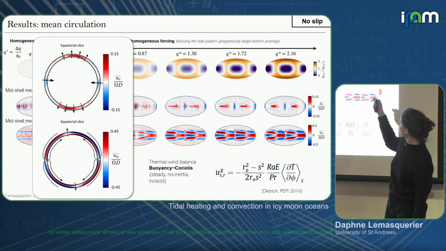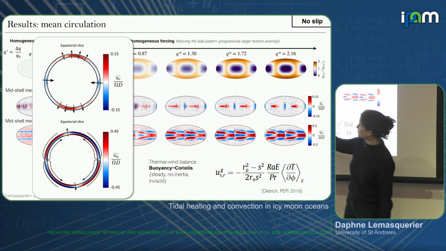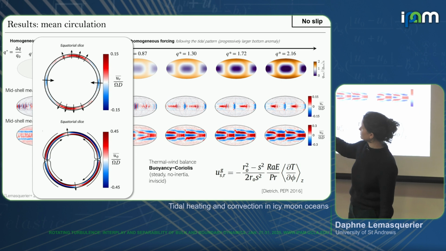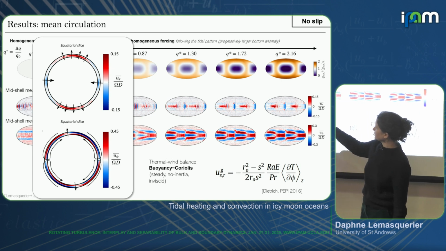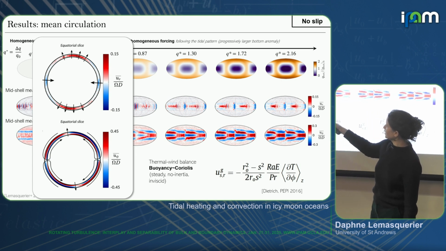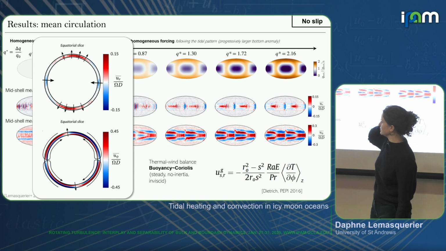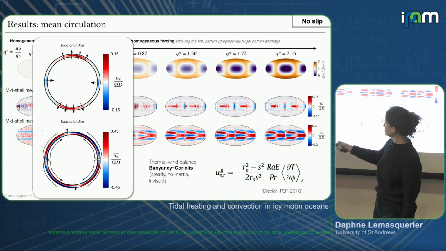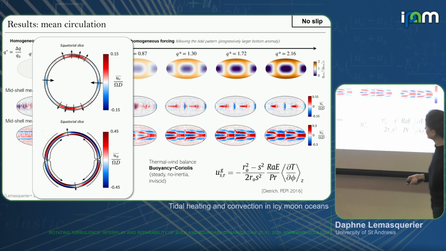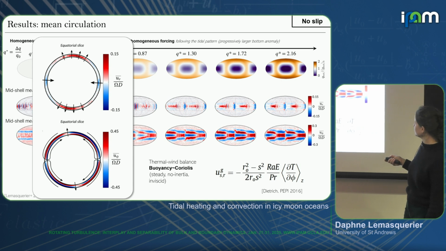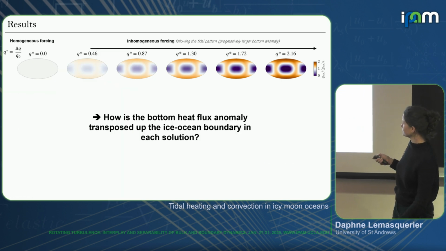So because here we have this order 2 pattern, you indeed expect that you will have 2 zones of downwellings and 2 zones of upwellings. And the fact that the upwellings are broader is also consistent with what was found by Dietrich in their simulations. And this is the kind of azimuthal circulation that you get that closes the loop. Okay, so this is what I call the thermal wind solution, which is very different from the zonal winds one.